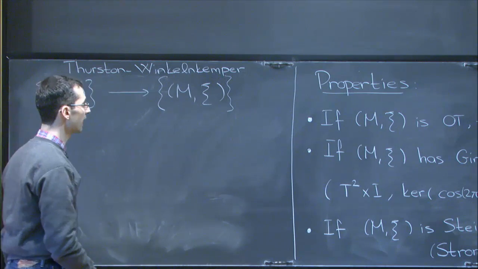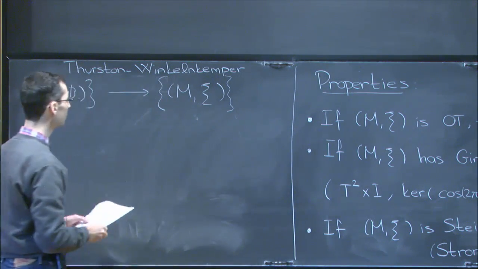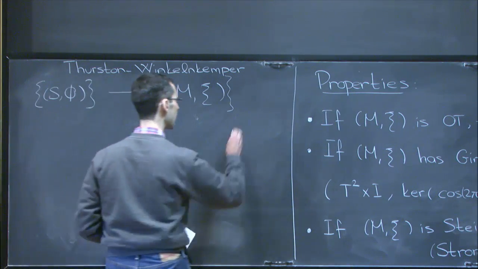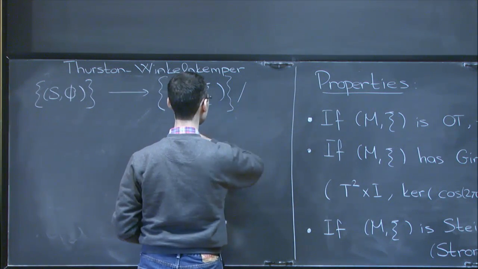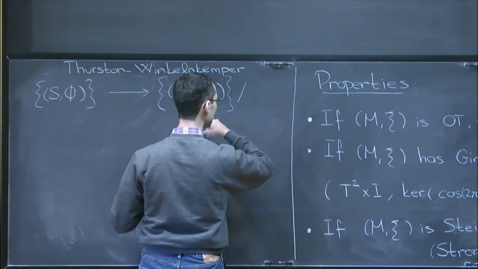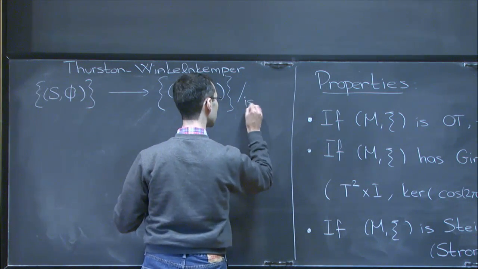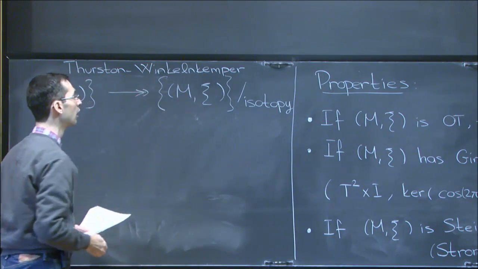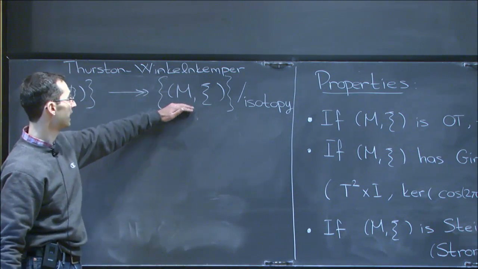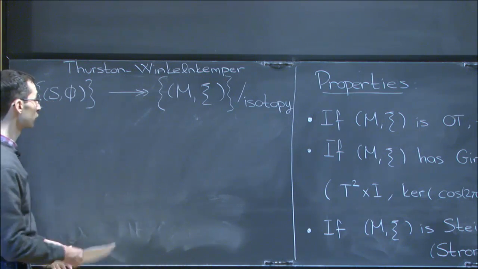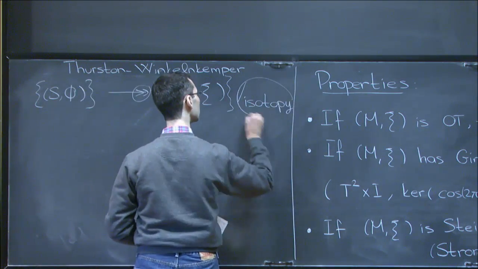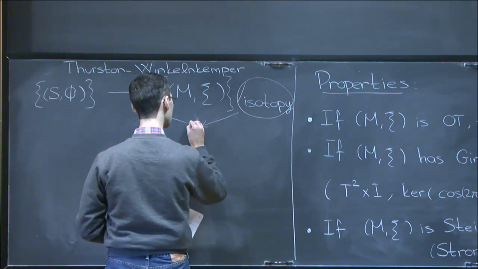And then Giroux showed that any two contact structures supported by the same open book decomposition are actually isotopic. So you can actually think of this map into the contact manifolds up to isotopy. And he further showed that for any given contact structure, there's a supporting open book. So this is a surjection. These two are due to Giroux.